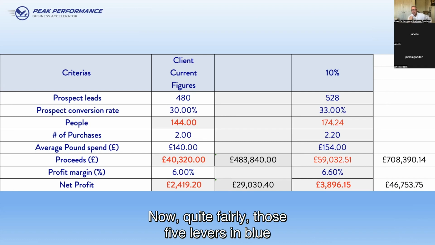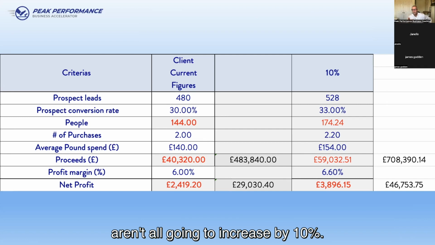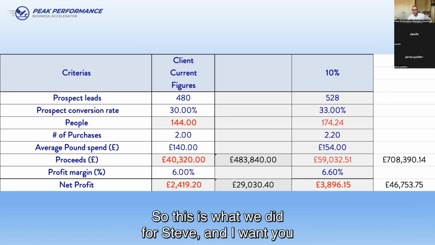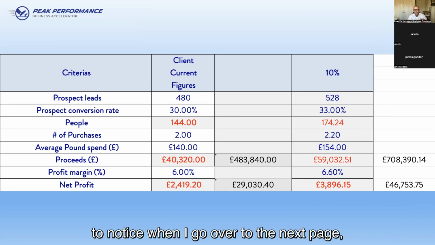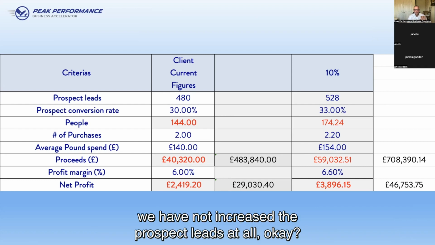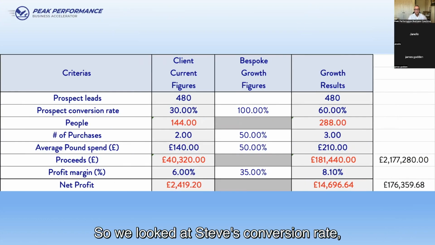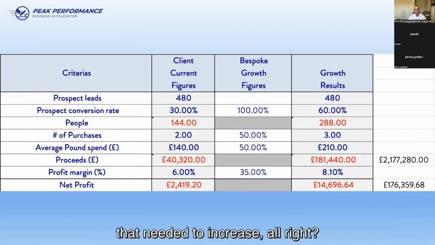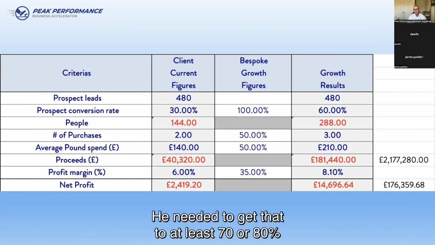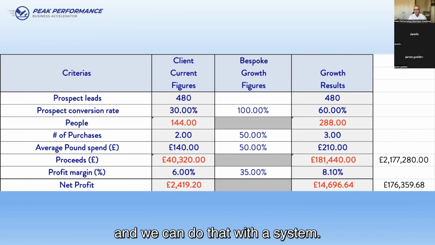Now, quite fairly, those 5 levers in blue aren't all going to increase by 10%. So we need to bespoke the figures. So this is what we did for Steve. And I want you to notice when I go over to the next page, we have not increased the prospect leads at all. Okay, all we're dealing with are the other 4 areas that you need to look at. So we looked at Steve's conversion rate. That needed to increase. All right, he needed to get that to at least 70 or 80%. And we can do that with a system. So we increased it by 60%.